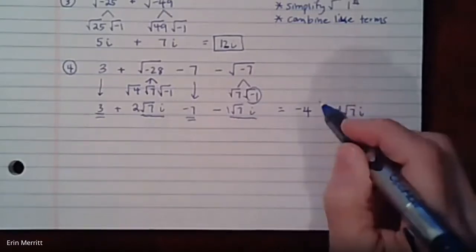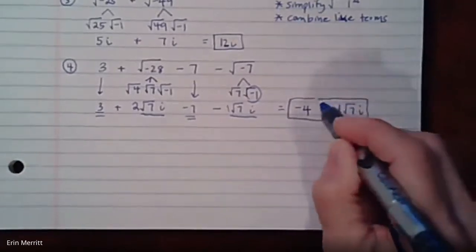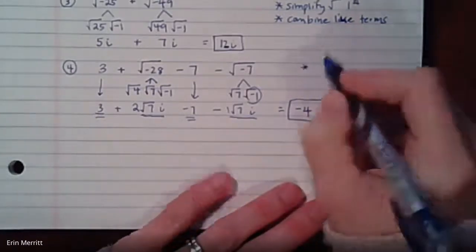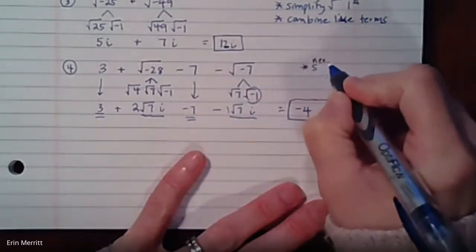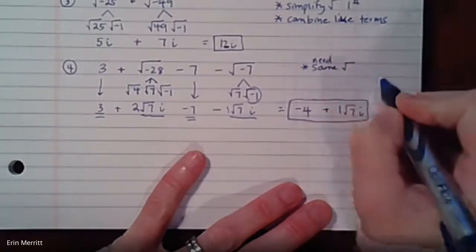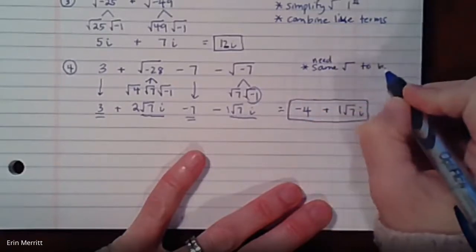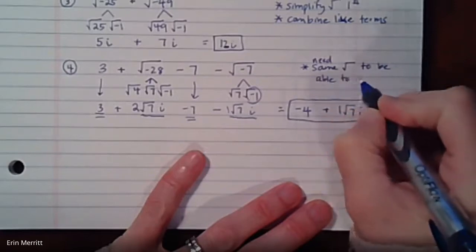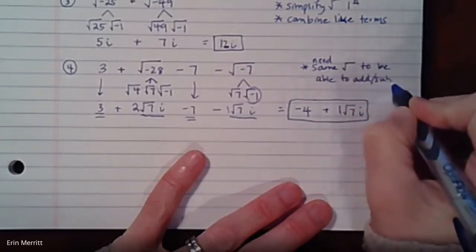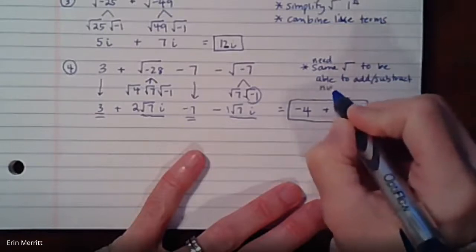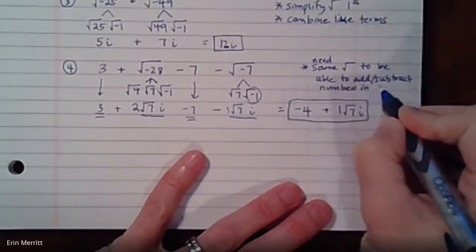You don't really have to show the 1 in front, but I do want you to recognize that to be able to add radicals, they need the same radical there, and then you're only adding or subtracting the numbers in front. So you need the same radical to be able to add or subtract the numbers in front, which typically we call the coefficients, but sounds good.